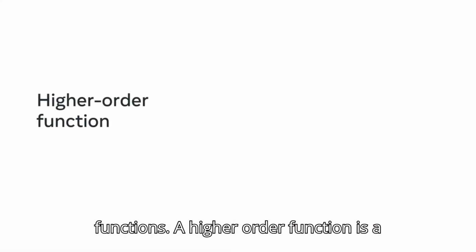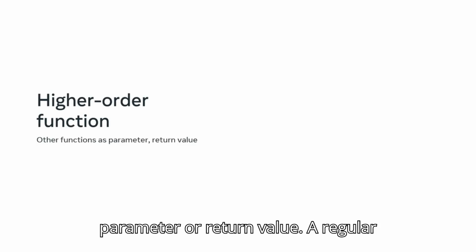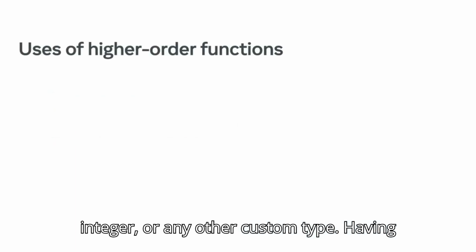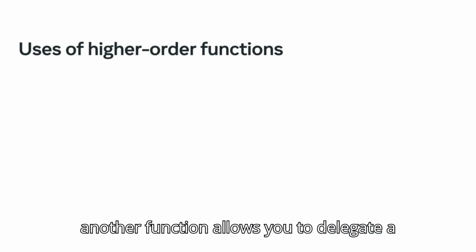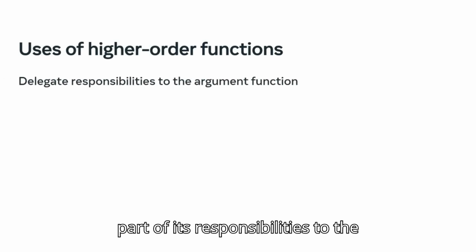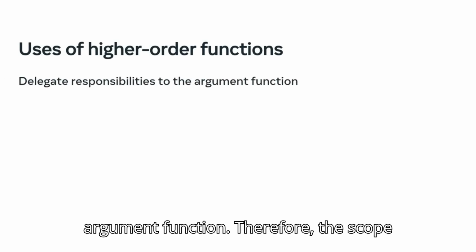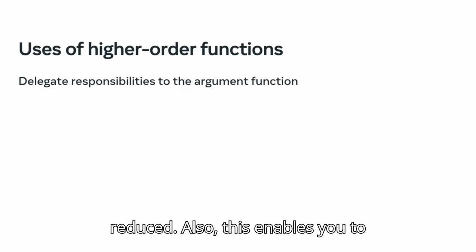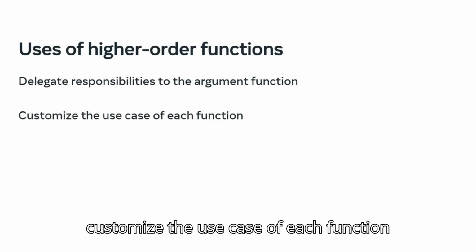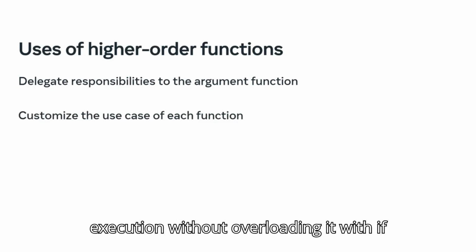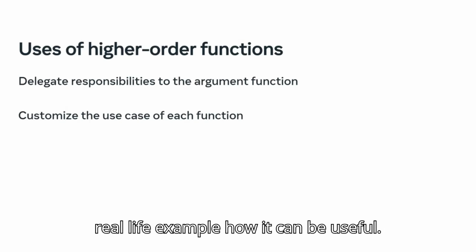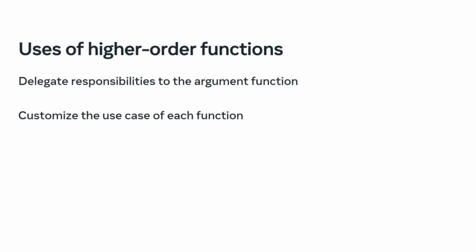A higher-order function is a function that has other functions as its parameter or return value. A regular function usually has arguments of string, integer, or any other custom type. Having a function or a lambda as an argument of another function allows you to delegate a part of its responsibilities to the argument function. Therefore, the scope of tasks handled by a single function is reduced. Also, this enables you to customize the use case of each function execution without overloading it with if-else or when statements. Let's see in a real-life example how it can be useful.